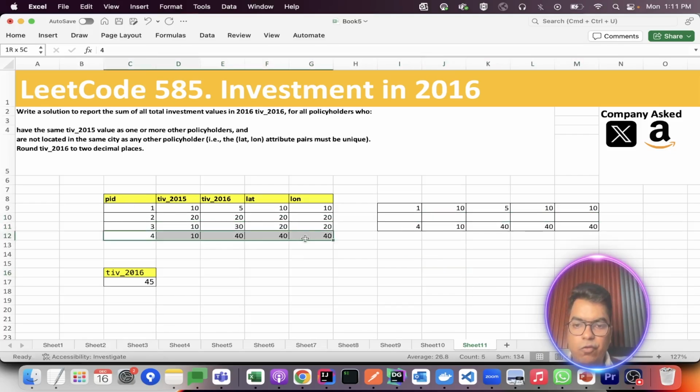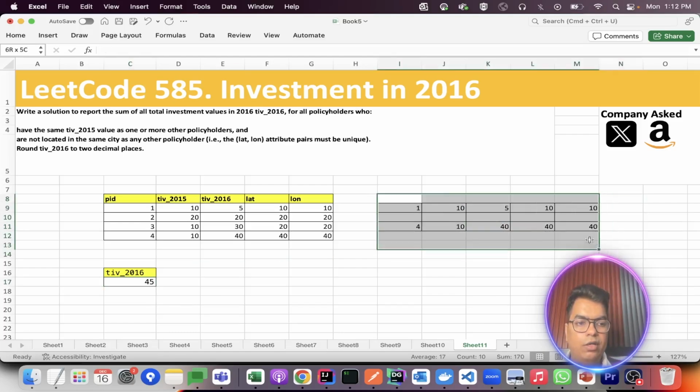Let us check the fourth row. Yes, 4040 is unique among all the latitude and longitude pairs in this table. So the fourth row will remain. So we have only the first and the fourth rows. We have to report the sum of all the total investment values in 2016, that is, we need to report 5 plus 45, which comes out to be 50. I hope that you got the gist here.